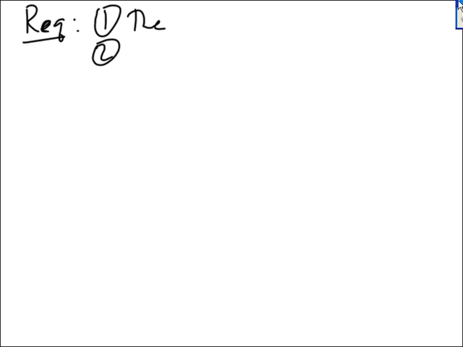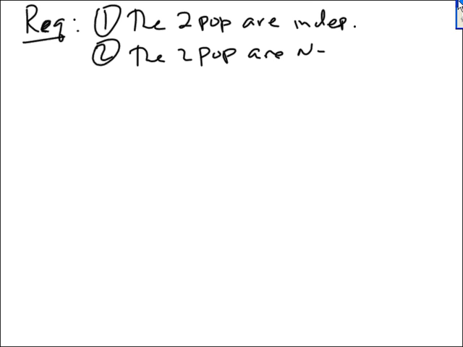Requirements are that the two populations are independent of each other. That means they can't be paired up. And the two populations are normally distributed. The first population is normally distributed, and the second one is.